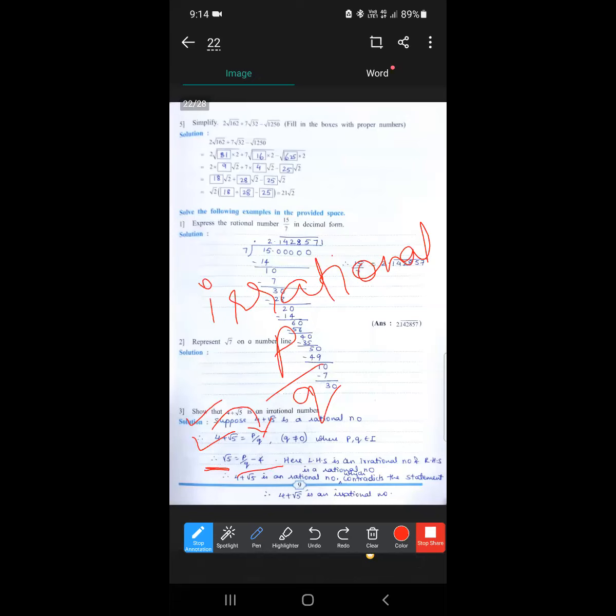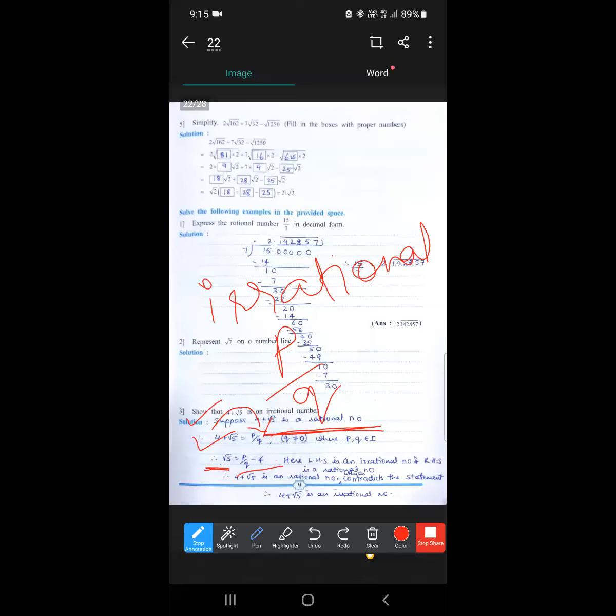That means if the right hand side is a rational number, then your left hand side will also be a rational number. And we have taken that this is 4 plus root 5, it is a rational number, which contradicts the statement. That means whatever we have assumed is false. It is a false assumption. So if it is a false assumption, that means 4 plus root 5 is an irrational number.